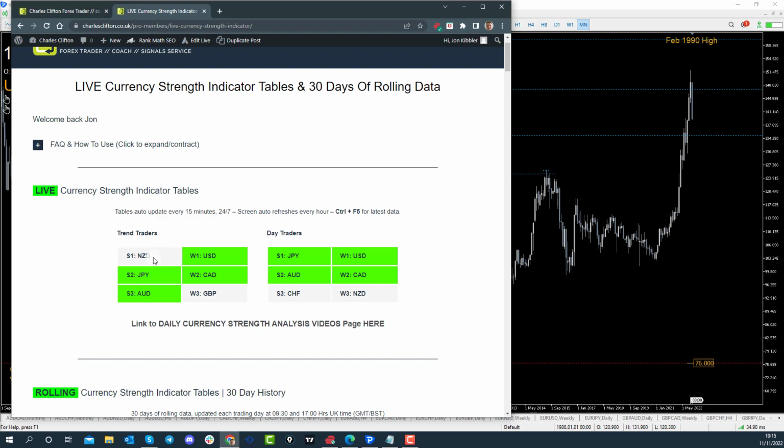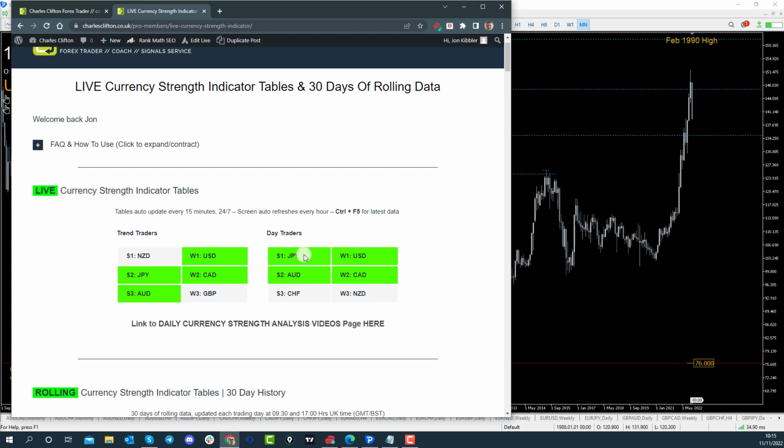Well, it's showing us that New Zealand is topping the charts at S1 on the trend traders. That's then followed by the Japanese yen, which is the second strongest currency, and then we have the Australian dollar, which is the third strongest currency. Following on from that, on the weaker side of the trend traders table, we have the dollar as the weakest currency, the Canadian dollar as the second weakest currency, and the pound as the third weakest currency.